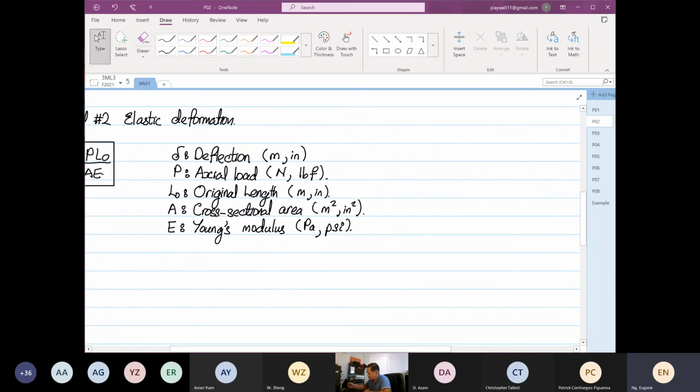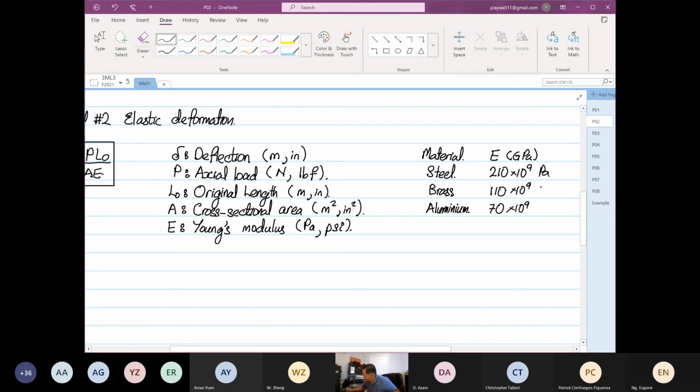So I'm going to give you some common Young's moduli. These are the three usually used materials: steel, brass, and aluminum, and the E value in terms of gigapascal. As an engineer, you have to try to remember this. 110 gigapascal. Gigapascal is times 10 to the power of 9 Pascal, in case some of you forget. So these are the three commonly used materials for structures.